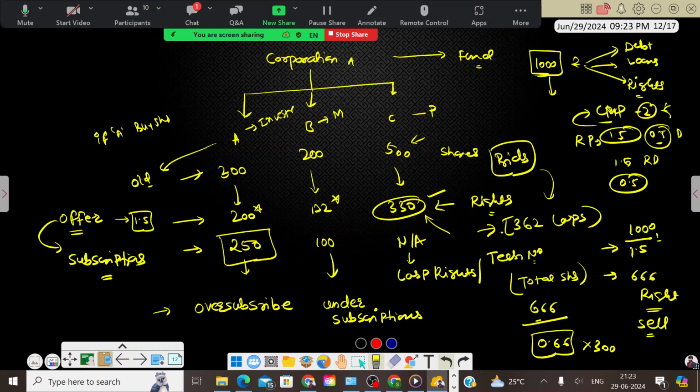Now if you ask me to summarize all these calculations: rights are a way of raising capital from existing shareholders. So basically you can raise capital from existing shareholders if you have existing shareholders with you.